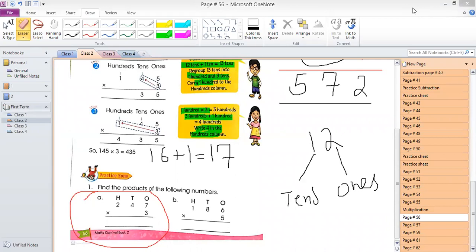I'm going to take one of the students. Those students who want to participate, raise your hand, please. Rakan. Yes, sir. 247 multiplied by 3. Yes. Question number 1A. Multiply 3 by 247.